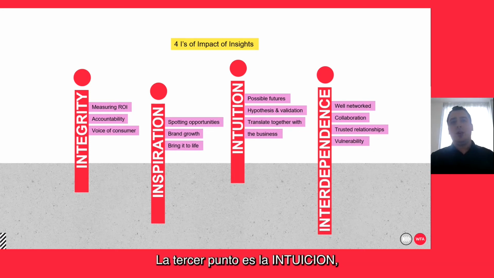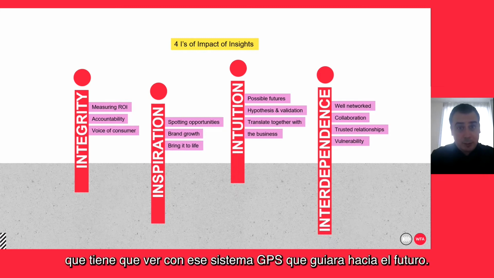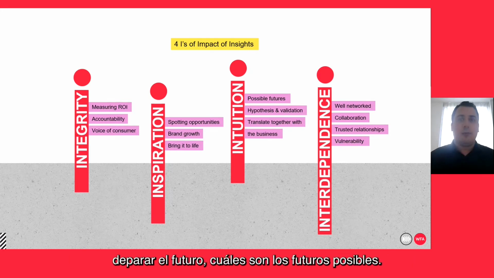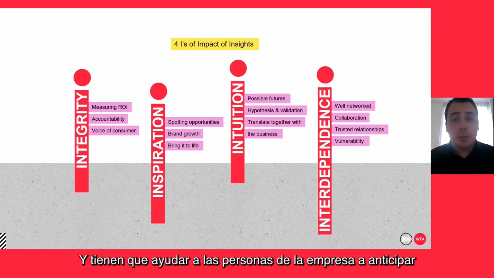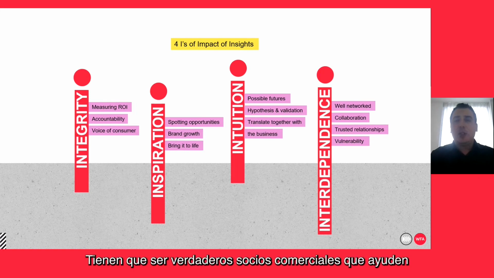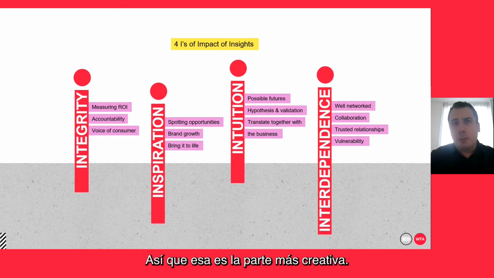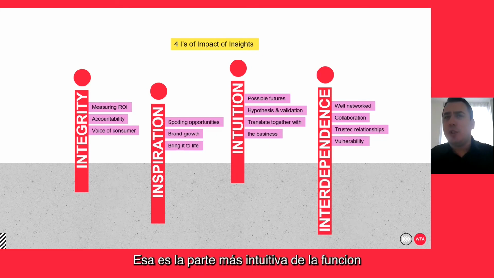The third I is intuition, which is all about that GPS system towards the future. They need to help people in the business to see what the future might bring, what possible futures are, and they need to help them to anticipate those potential futures. They need to be true business partners that help to turn insights and foresights into concrete action. So that's the more creative part. That's the more intuitive part, if you want, of the function.